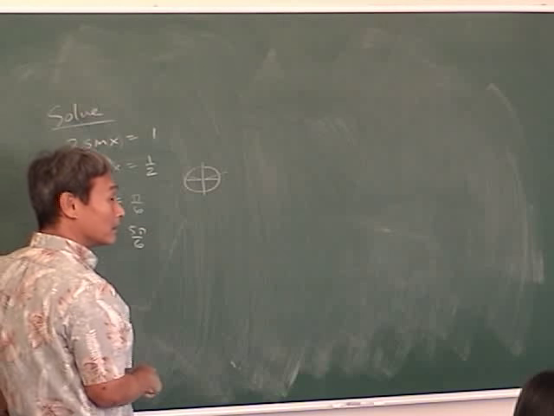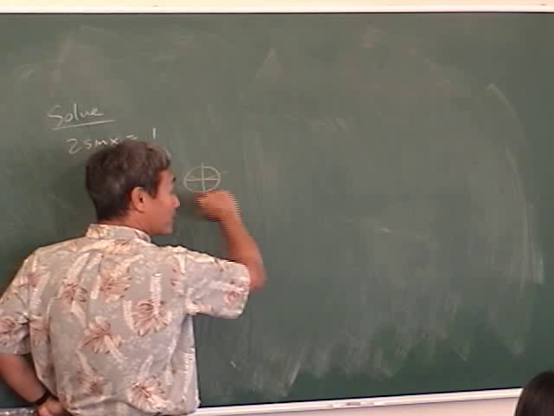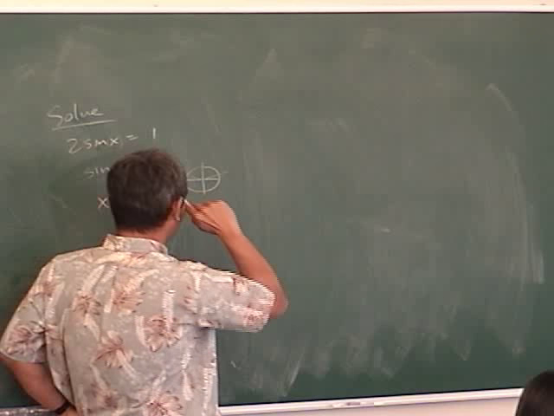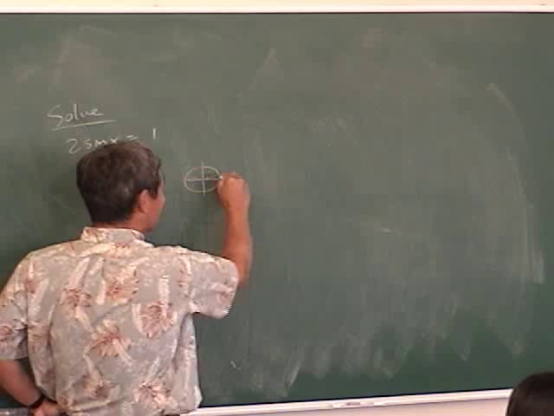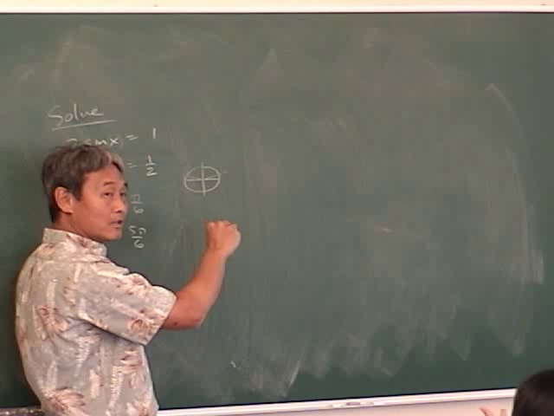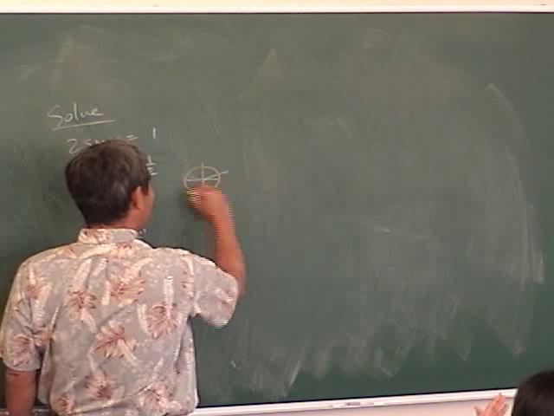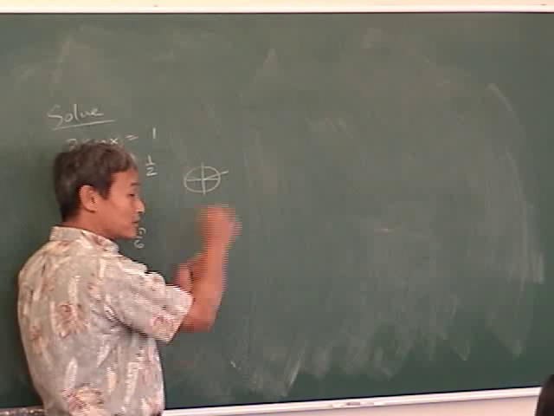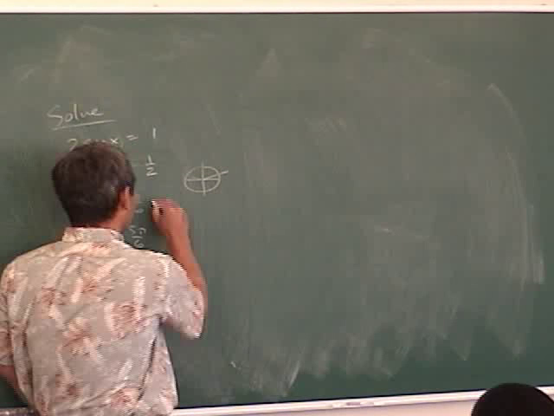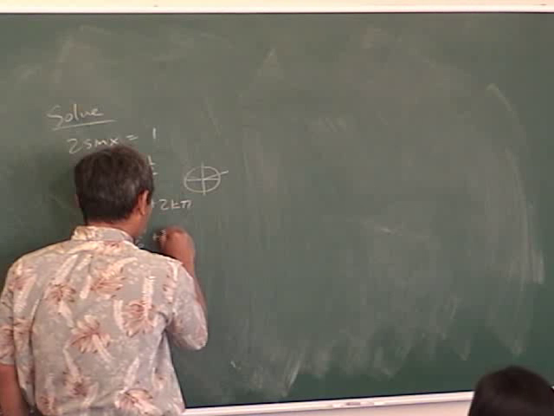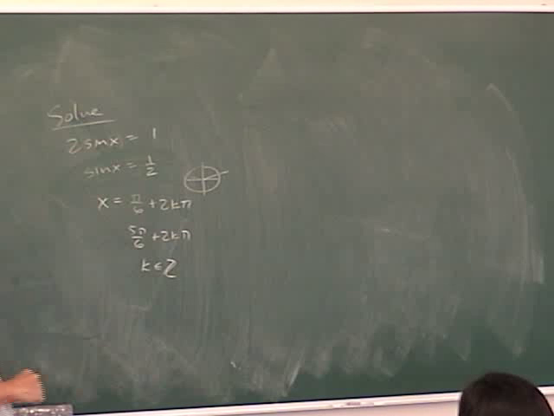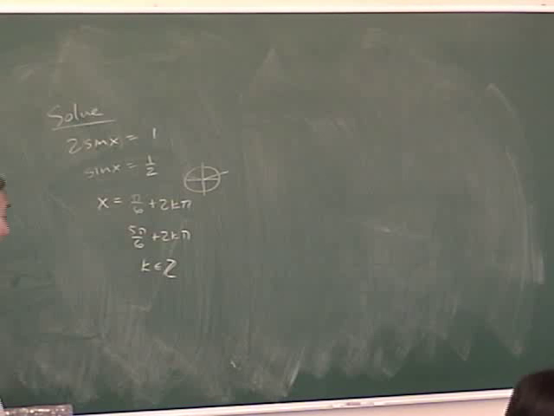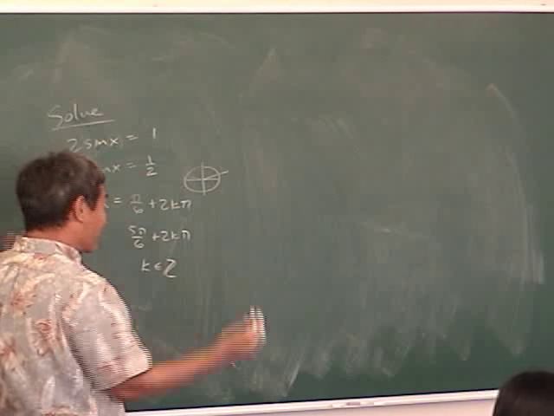That's it? No, because this thing goes on forever. You can keep on going, right? So last year, what did we do to show pi over 6 plus multiples of 2 pi? Every time you go once around the unit circle, you end up at the same place. So pi over 6 plus 2k pi, where k is an element of the integers. Does that look familiar? So these are all the solutions. There's an infinite number of solutions.